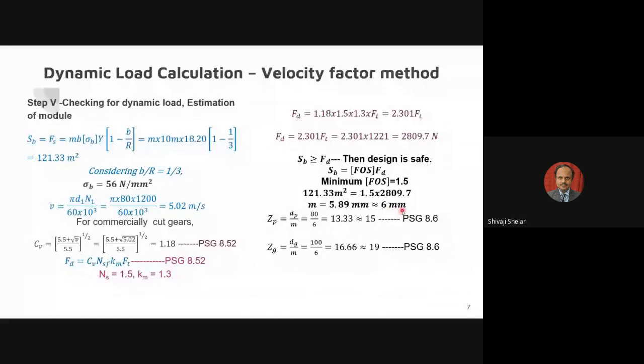Now with this module, we have a limit on the pitch diameter 80 mm. So what should be the number of teeth on pinion? If we go for this teeth calculation, we get 80 by 6 is equal to 13.33. Similarly, we can do the calculation of ZG. Dg by m is equal to 100 by 6. It comes as 16.6. Now you may say, let's make it 14.